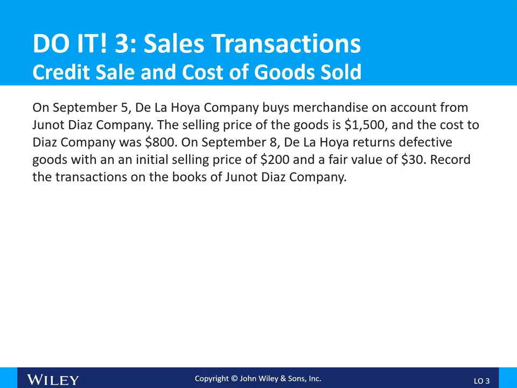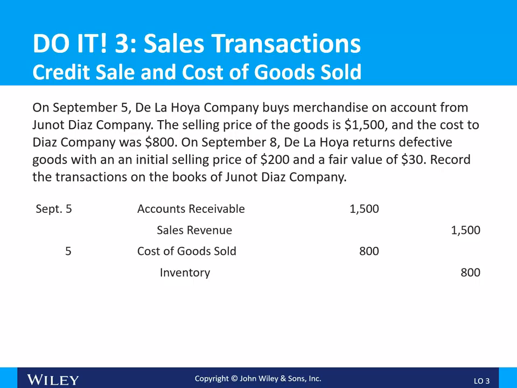So we're back to De La Hoya and Juno Diaz Company. This example, where Juno, so we're the seller. So we sold goods with a selling price of $1,500. Our cost was $800. De La Hoya returned defective goods with the selling price of $200. Fair value of those defective goods were $30. We're going to record the transactions on Juno Diaz's books. Again, they are the seller, so we're looking at it from the seller perspective.